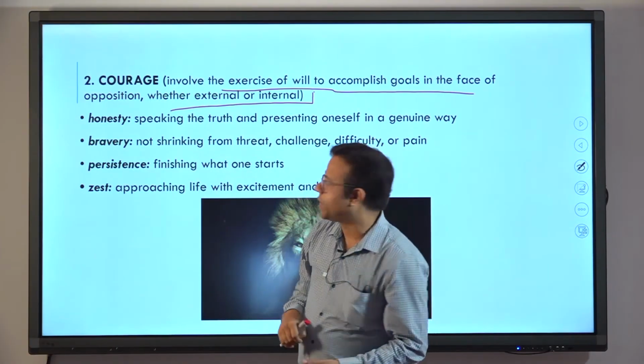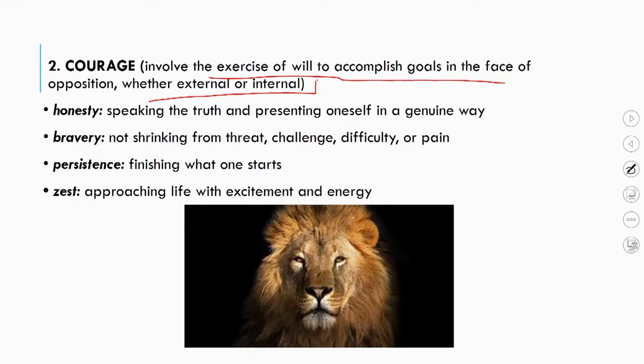Now courage can be expressed in terms of certain specific character strengths, like honesty. These are broad things which can be connected to courage. Speaking the truth and presenting oneself in a genuine way also requires a lot of courage. Courage can be expressed in honesty also, because it is not easy to be honest in all situations.